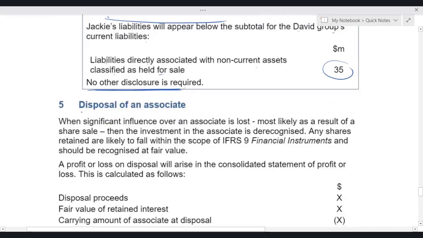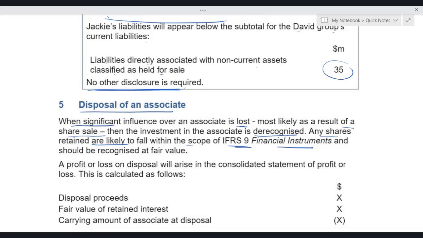Look at this. Disposal of an associate. There's a possibility now that we are selling an associate. One possibility is 100% disposal of the associate. Another possibility is that your associate becomes your trade investment. When significant influence over an associate is lost, most likely as a result of a share sale, then the investment in associate is de-recognized and shares retained are likely to fall within the scope of IFRS 9 Financial Instruments. It will only happen when you have not sold the whole holding in your associate.